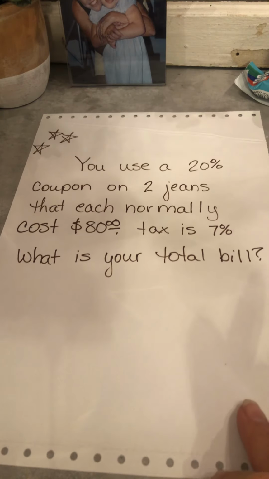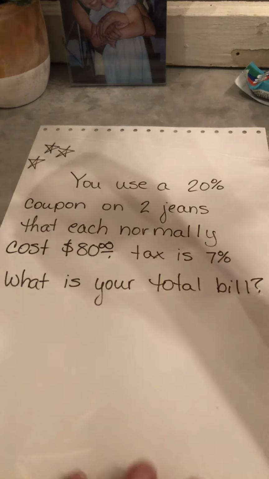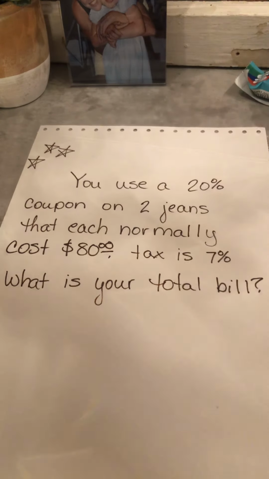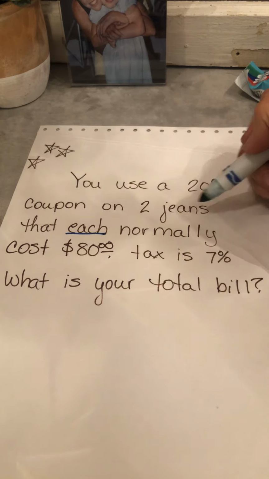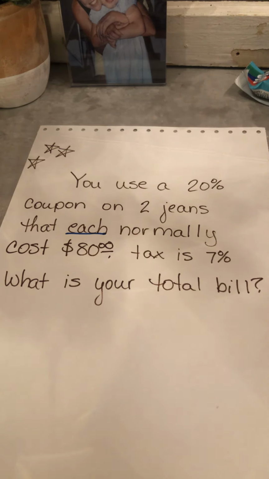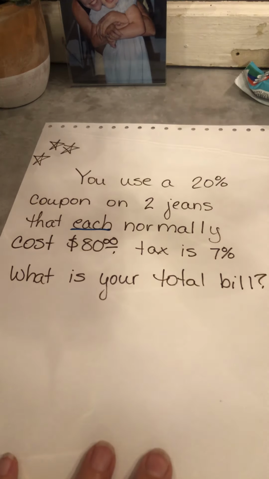Okay, last one. I threw a lot in here, so take a moment and look at it. You use a 20% coupon on 2 jeans that normally each cost $80. Tax is 7%. What is your total bill? I will see you back here in just a minute. Make sure you pause and try this one.